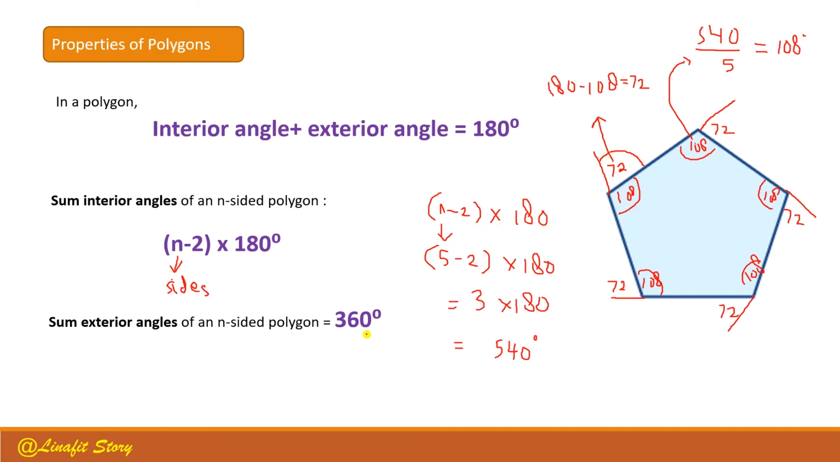Or the other method is, because this is a pentagon, there are 5 sides, so 360 divided by 5 is equal to 72 degrees.